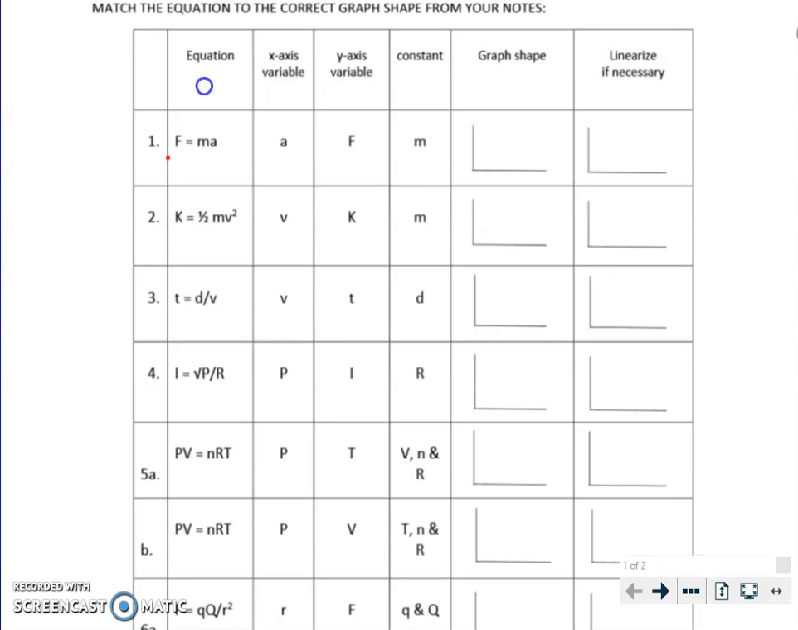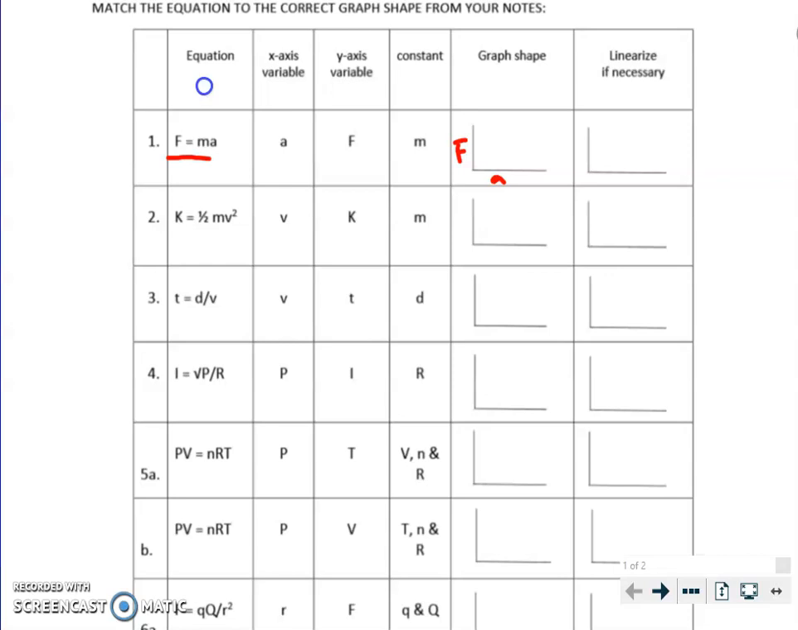So my equation is right here, F is equal to m times a. X is a, so I'm going to put an a here, y variable is F, so I'm going to put it here, and m is constant, meaning I can ignore it. This m might be 50, but it's staying the same. So I'm doing some experiment where I'm changing the a and seeing how F changes. So let's assume that m is staying constant.